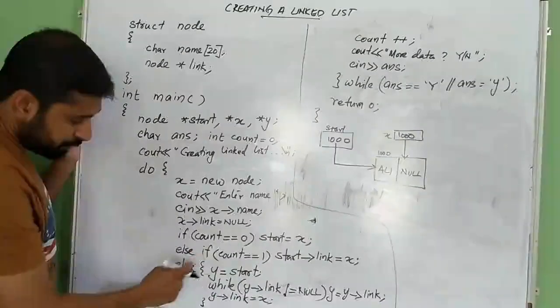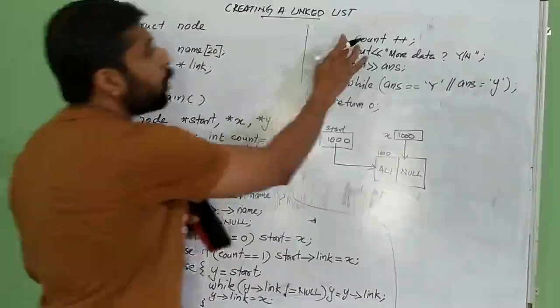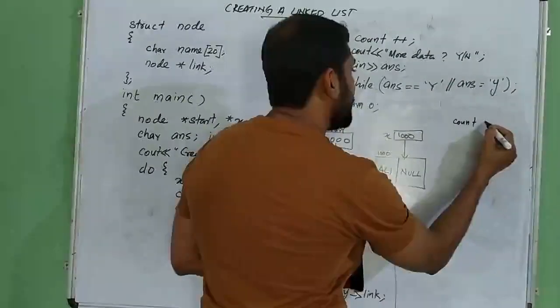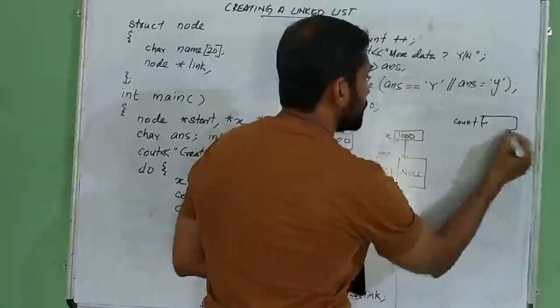Else is not evaluated. This is also not evaluated. Count plus plus. We have a variable count. It becomes 1.